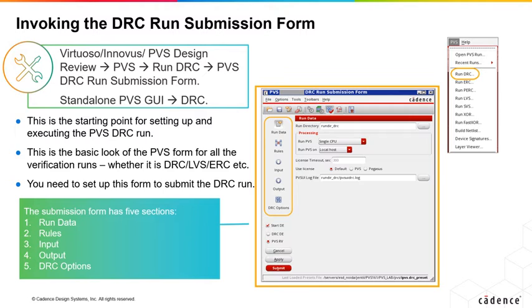This is the basic look of the PVS form, for all the verification runs, whether it is DRC, LVS, ERC, etc. Basically, there are 5 sections to it, namely run data, rules, input, output, and DRC options. Then there is a provision to choose the PVS results viewer, as the error viewer. You need to set up the PVS run form before submitting the DRC run.